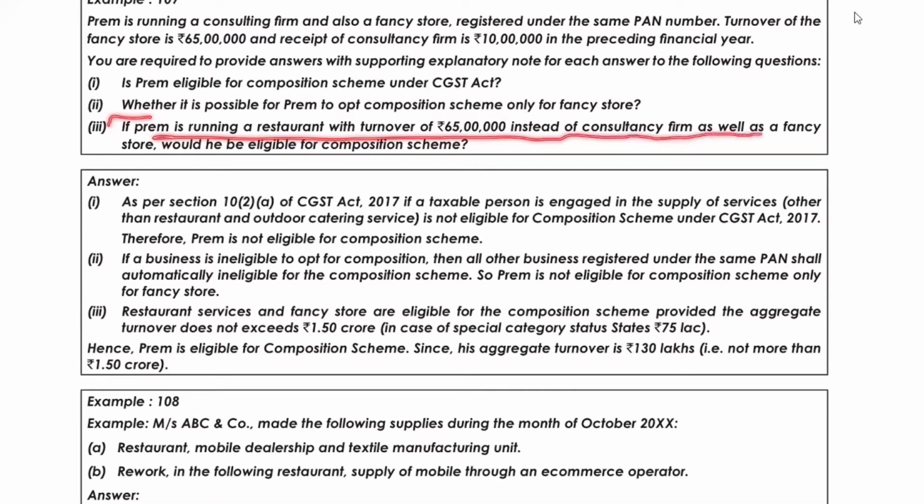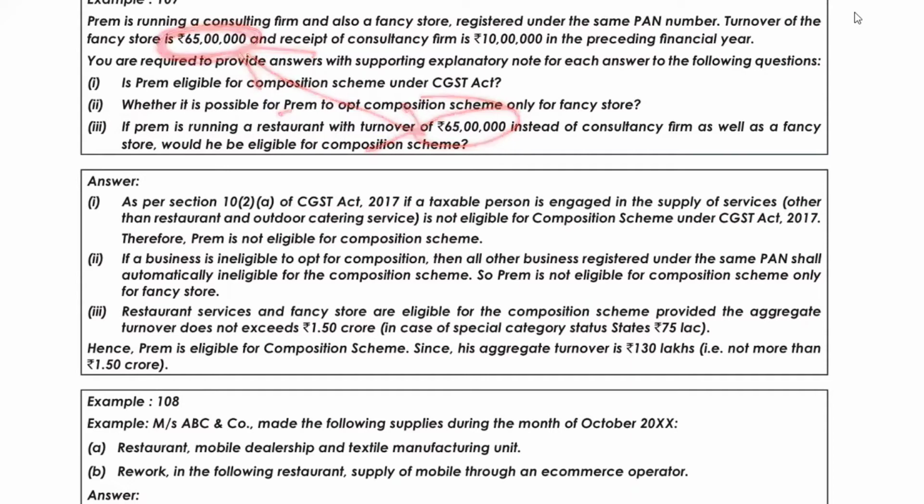If Prem is running a restaurant with a turnover of 65 lakh instead of the consultancy firm, as well as the fancy store, would he be eligible for the composition scheme? 65 plus 65 means 130 lakhs. Yes, he is eligible. Checking the 10% condition is not required, because it is restaurant service here. And what will be the tax he has to pay? Because he's in goods also, he's in services also.